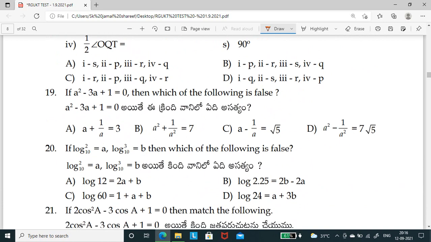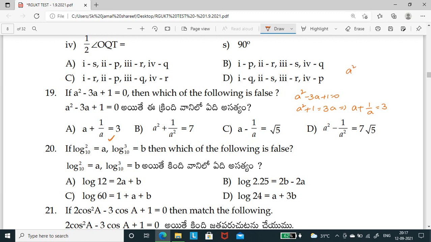Next, if a square minus 3a plus 1 is equal to 0, then which of the following is false? Now observe this, a square minus 3a plus 1 is equal to 0. When you transpose minus 3a, I get a square plus 1 is equal to 3a. Dividing both sides by a, I get a plus 1 by a is equal to 3. So option A is true, right? Next, to check option B, you need to square it on both sides.